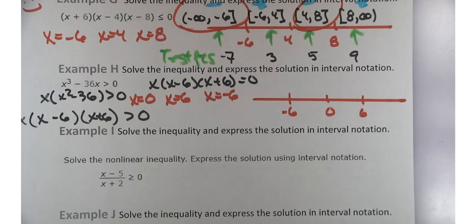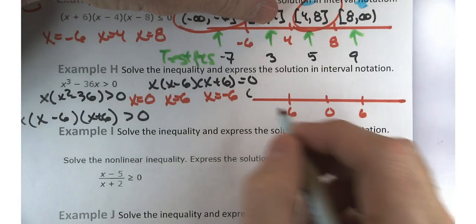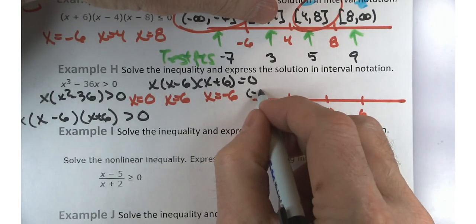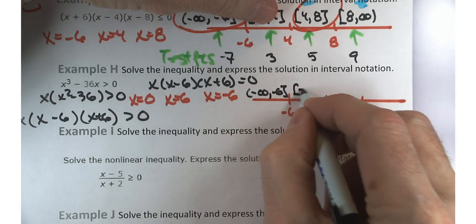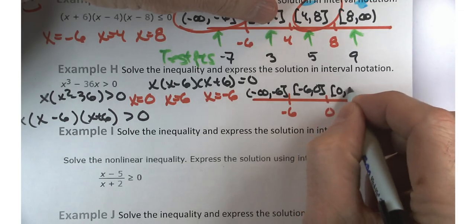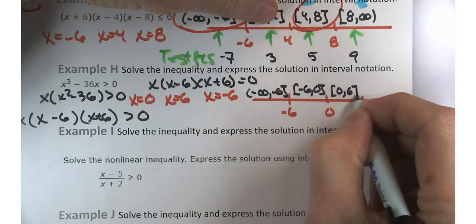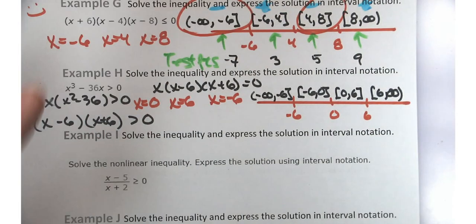Jack, what are the intervals there, please? Negative infinity to -6. Uh-huh. -6 to 0. Good. And then 0 to 6. Nice. And then 6 to infinity. Perfect.